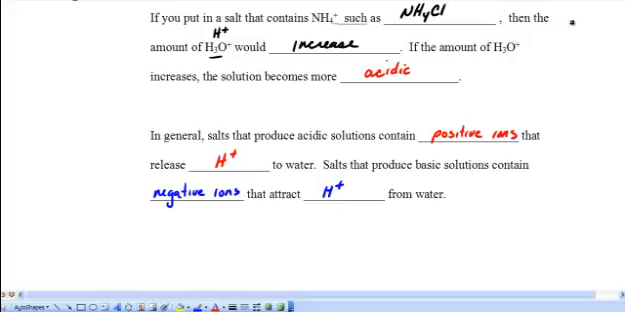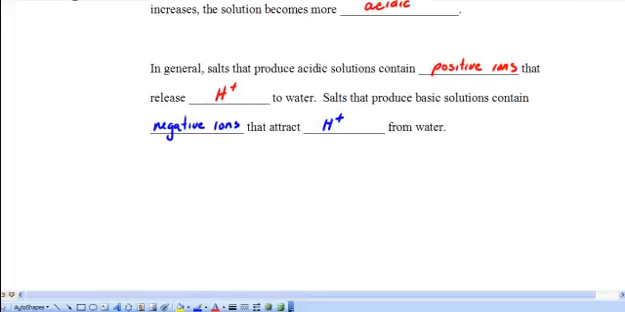Now, all salts contain positive ions and negative ions. It just depends on whether or not the positive ions can donate the hydrogen and whether or not the negative ions will attract the hydrogen. And that's not a topic that we're going to dive into too much, except for the fact that you should know that salts can have acid-base properties. All right? All right, moving on.